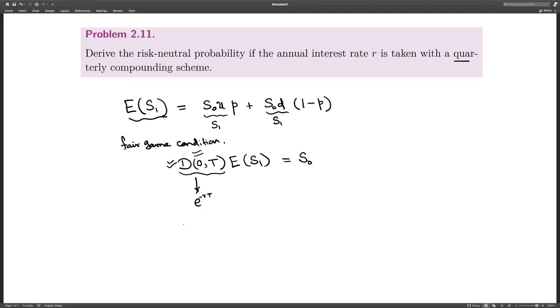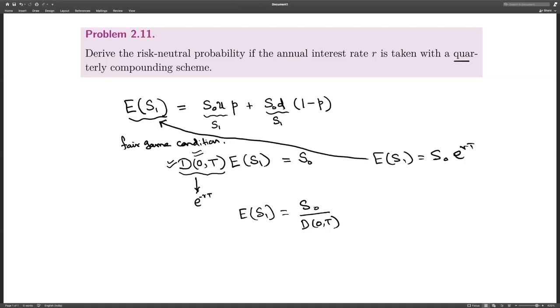So once you do it, then you just have to take E of S1 equal to S0 divided by the discount factor. Equivalently, here what we got was E of S1 is equal to S0 into e to the power rT, which we got in the class, and that we substituted here. S0 gets cancelled. From there you get your p value, and that is what we called the risk neutral probability. Same, you have to now put this value into the equation with an appropriate expression for the discount factor.